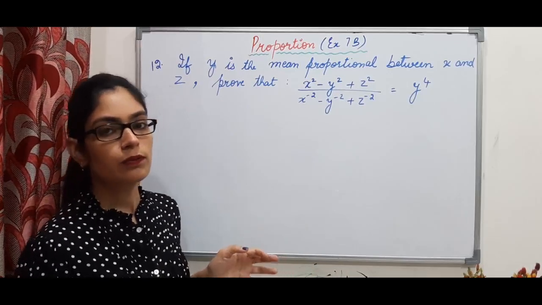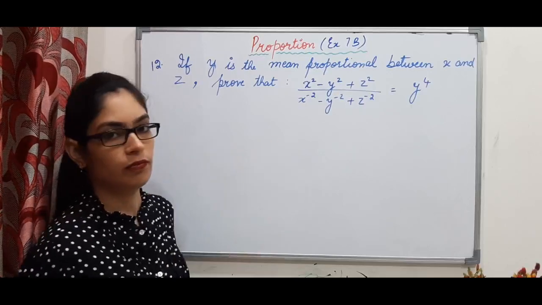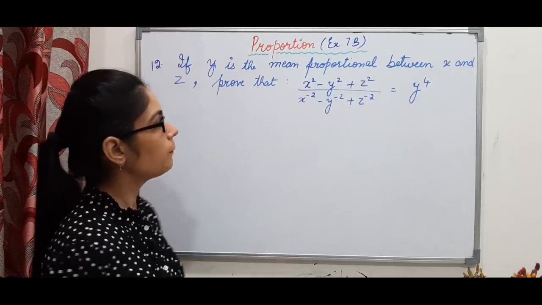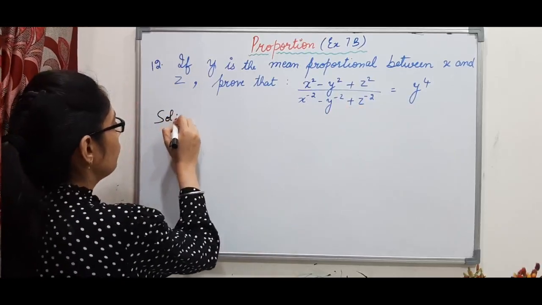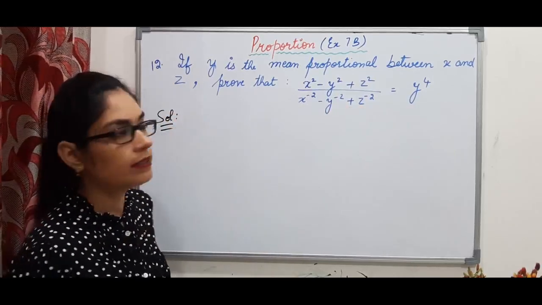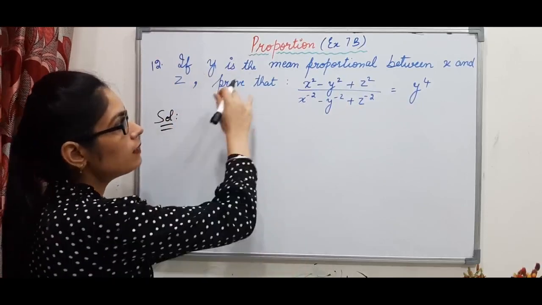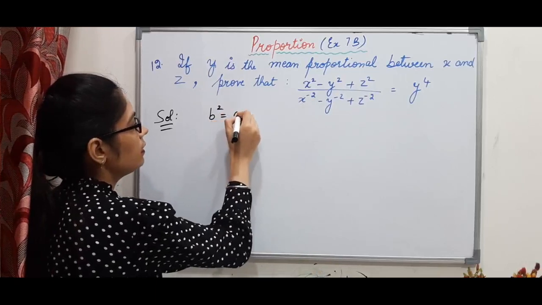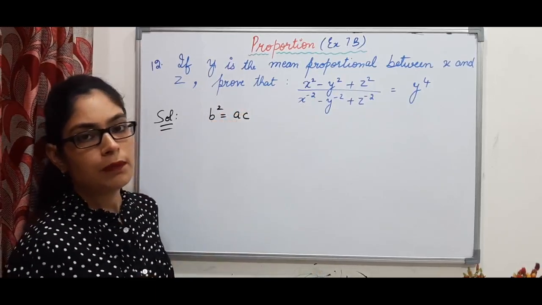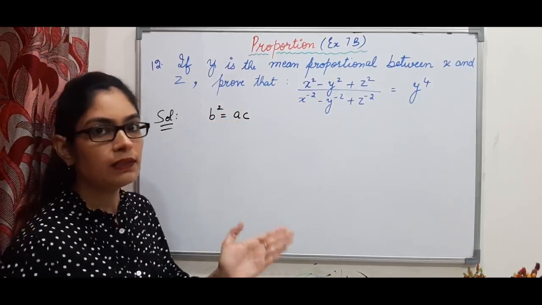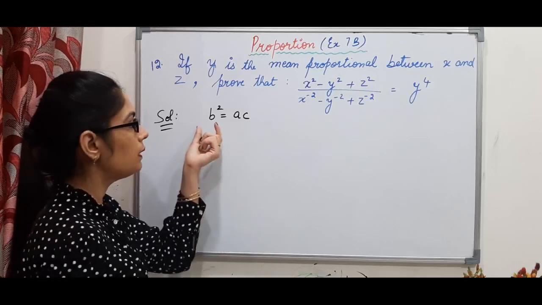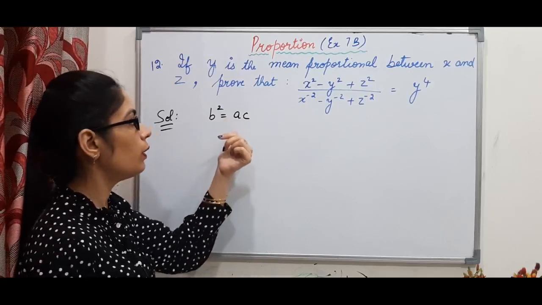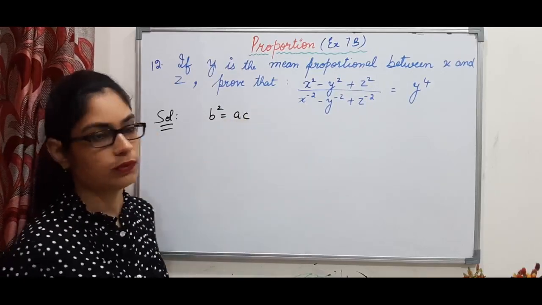So try to do this question along with me, and then you can refer. This way you will also get the experience how to solve it. Now let's start. First we will write the given things. Y is the mean proportional. That means I will just write in this form first. Mean proportional means the numbers are in continued proportion, and the middle one, which is mean proportional, its square is equals to product of first and third proportional.